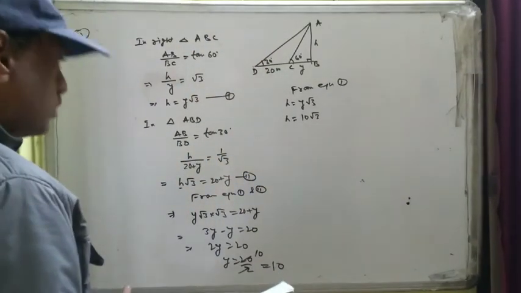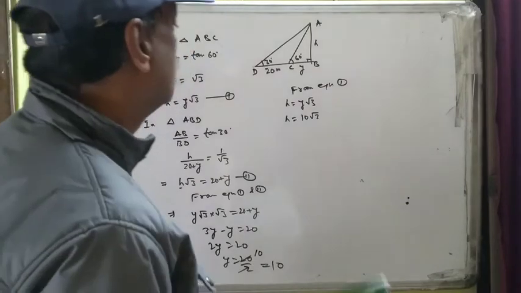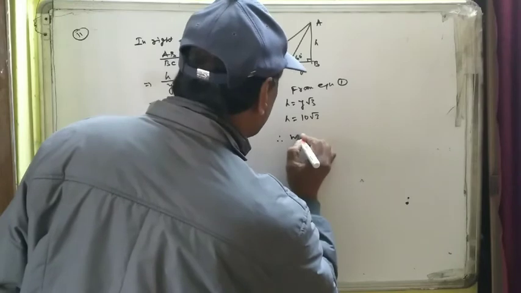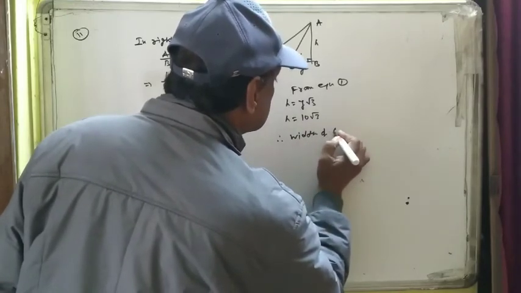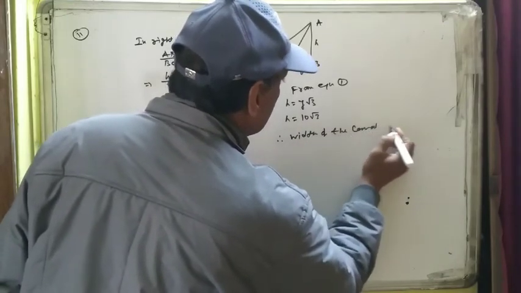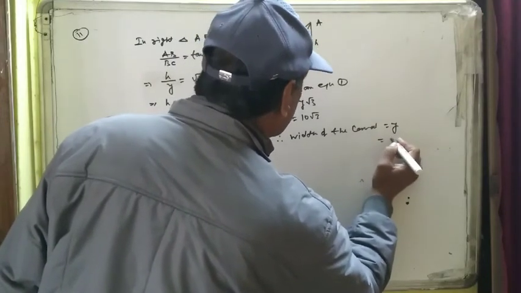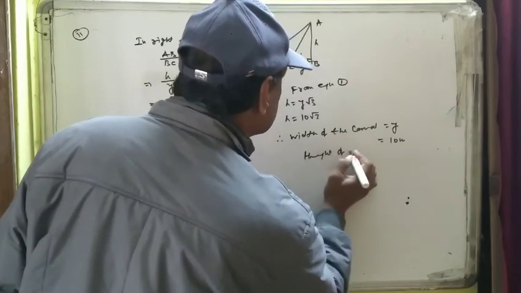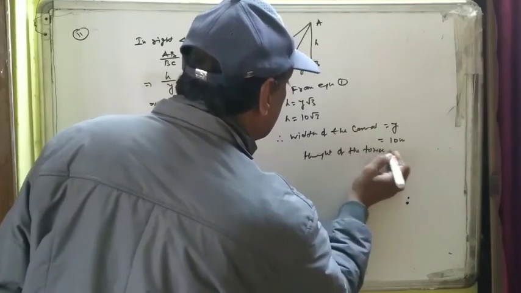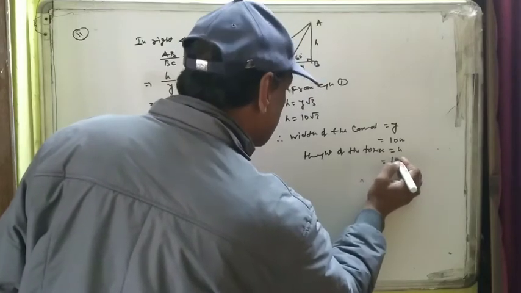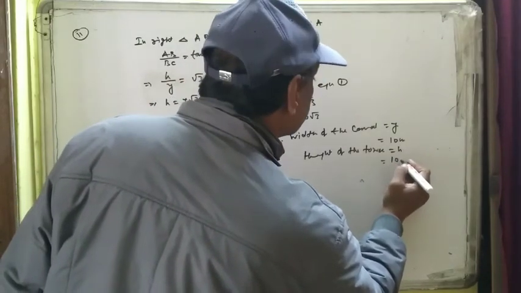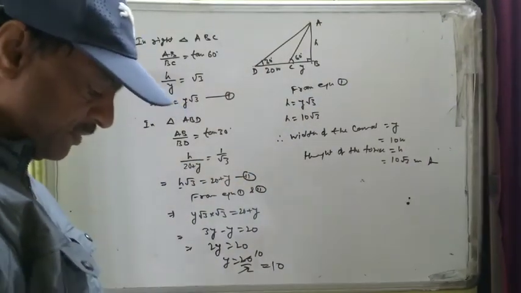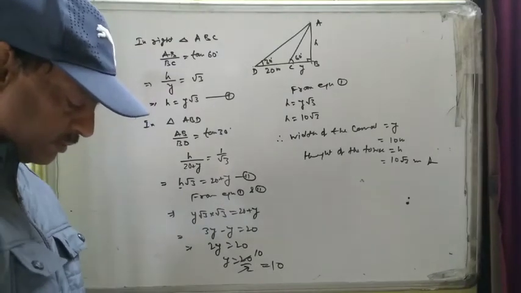So now we get the two things which were required in the question, so we can write here: therefore, width of the canal equals Y, and Y equals 10 meters; height of the tower was H, and H equals 10√3. So this is the solution of question number 11. Now question number 12.